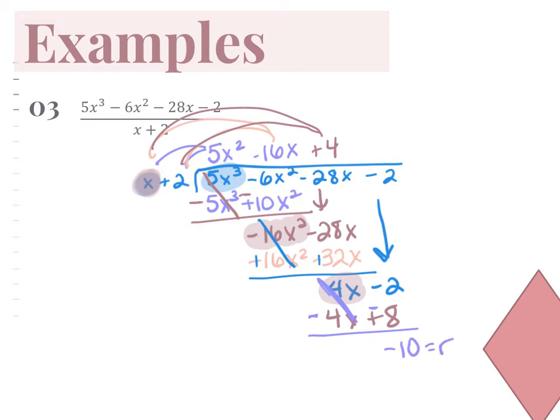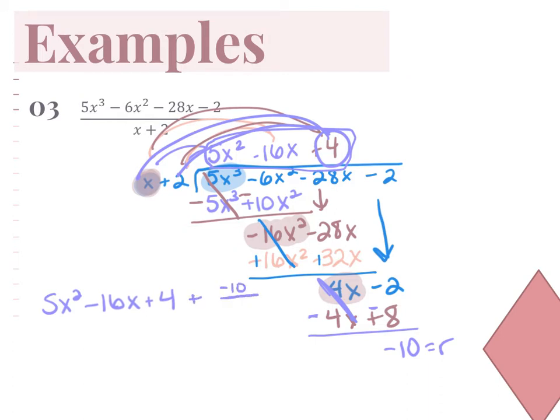Where did you get the 4x plus 8 from? I multiplied 4 times x and times 2. So this whole thing is my quotient this time: 5x squared minus 16x plus 4, plus my remainder, which is negative 10, over x plus 2.